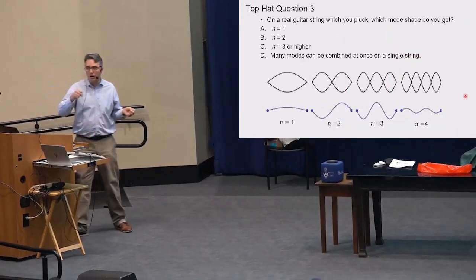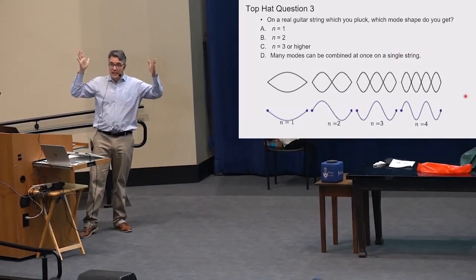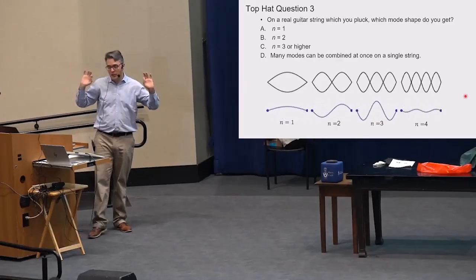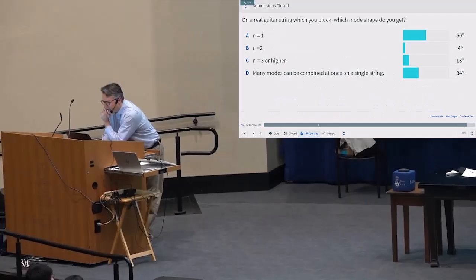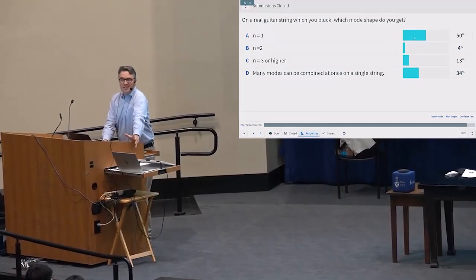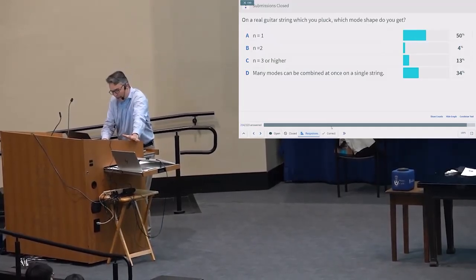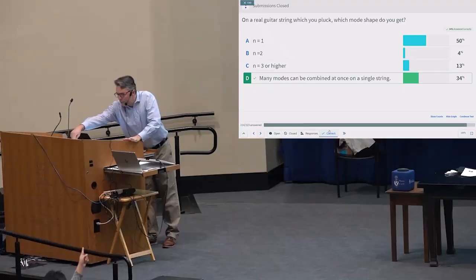On a real guitar string, which you pluck, it's fixed at both ends. Which of these shapes would you get? Yeah, I used to think it was n equals 1, 2. That's the one you hear, right? But what actually happens is that all the modes are combined at once. And it's kind of cool.